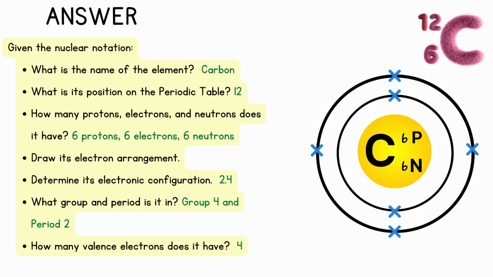Awesome sauce, guys and gals. I know you could do it. So the element's name is carbon. It's in position 12. It has 6 protons, 6 electrons, and 6 neutrons. We have the arrangement of the electrons on the right here, which is correct. And that gives us the electronic configuration of 2.4. It's in group 14, or group 4 if we ignore the transition elements, and the period 2. And it has 4 valence electrons.